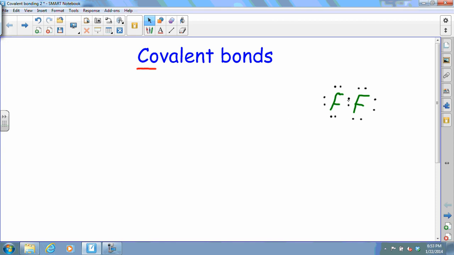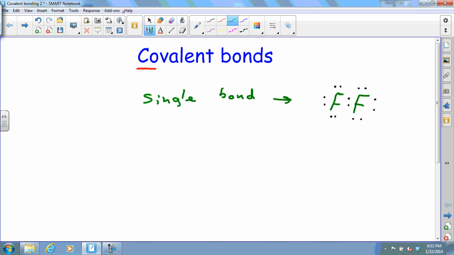This also, if you'll notice, we're sharing one pair. So out of this, we want to say that this is a single bond. Right, single bond. All right, so a single bond shares one pair of electrons.